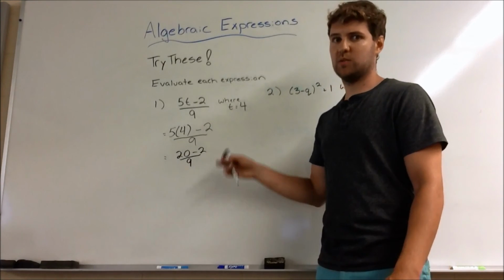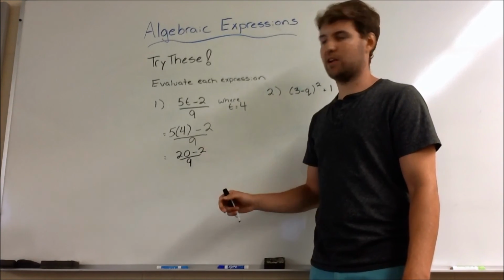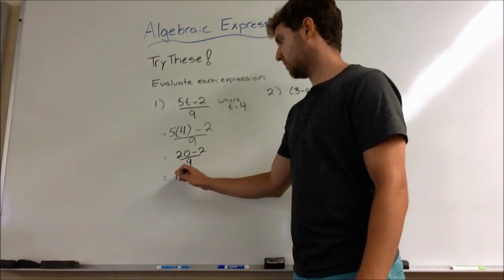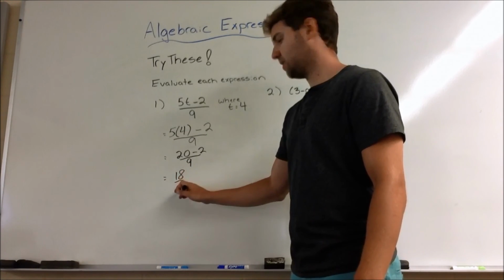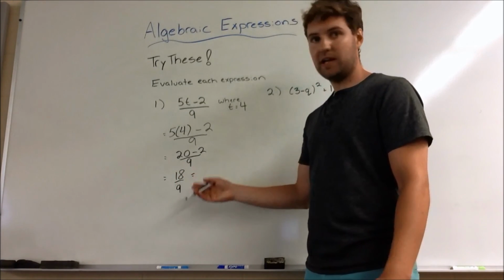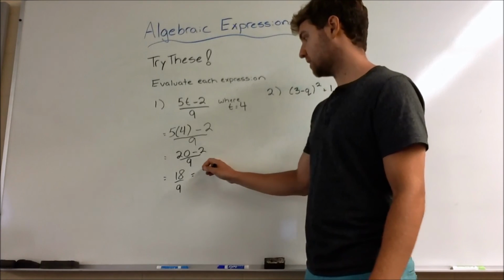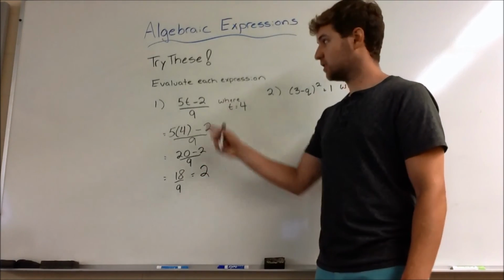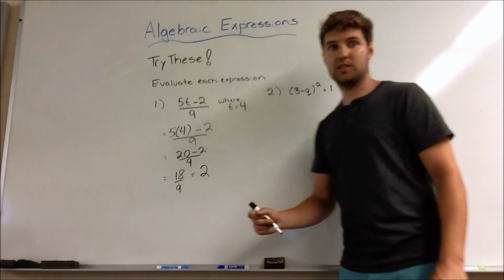And at this point, we just use order of operations like we did in our last video. So we can multiply, it becomes 20 minus 2 divided by 9. Remember, when we have a fraction, we simplify the top and simplify the bottom. So this becomes 18 over 9, and 18 divided by 9 is 2. This expression, when t equals 4, is 2.